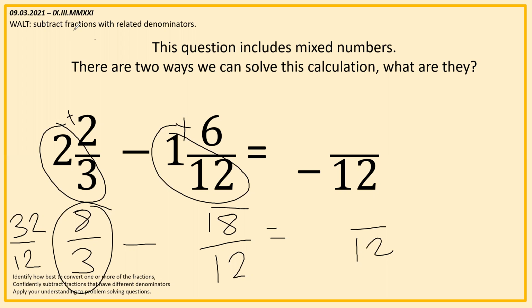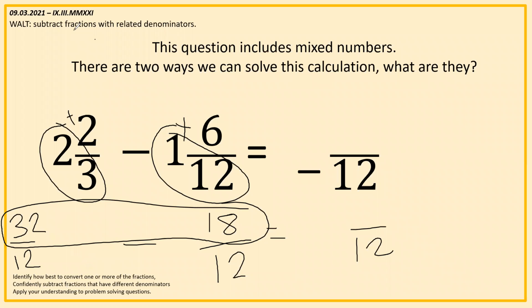So we're then going to do 32 minus 18. 32 minus 18 is 14. We can put 14 here. That means we've got 14/12.